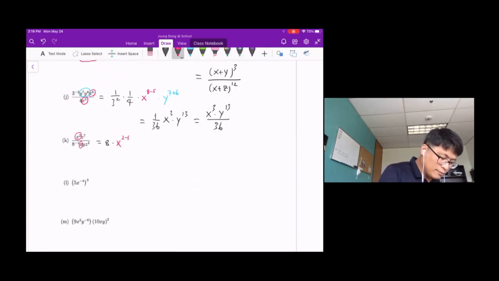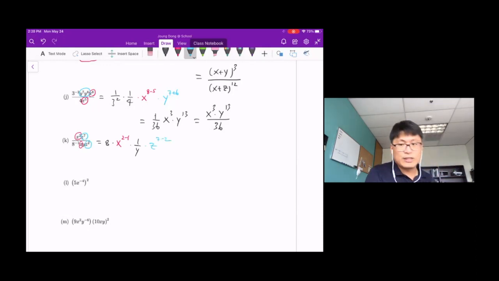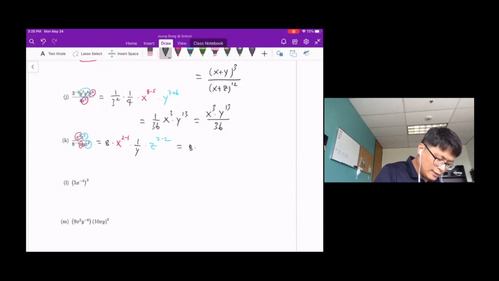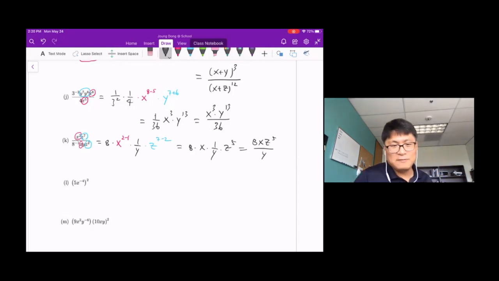And what about the y term? Oh, we have just y in your denominator. Let me write it separately, okay? And then the z term. This guy and this guy, right? It is z to the 7 minus 2 because it is a quotient, right? And almost there. It is equal to 8x to the 1 and 1 over y and z to the 5, which is 8xz to the 5 over y, okay?